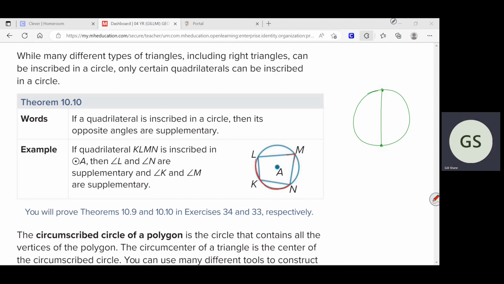Now let's look at the opposite angle, which is angle K. What's the arc associated with angle K? It's still LN, but technically it's LMN, right?